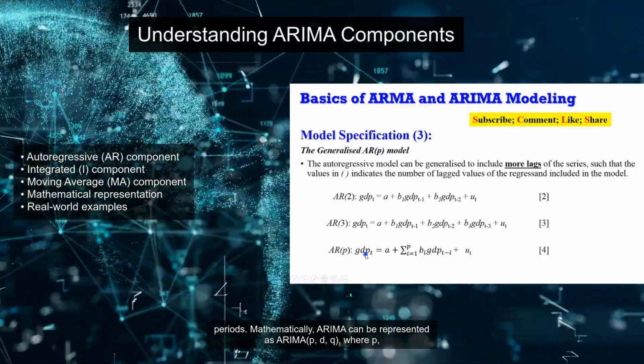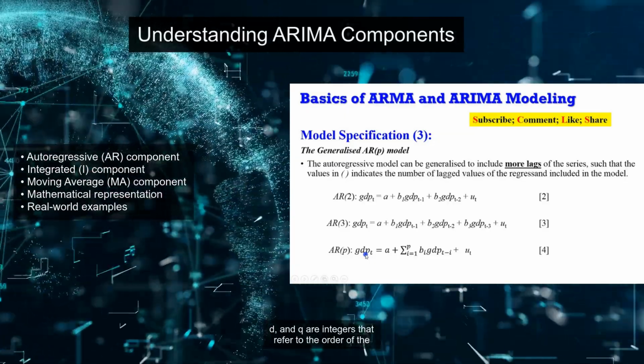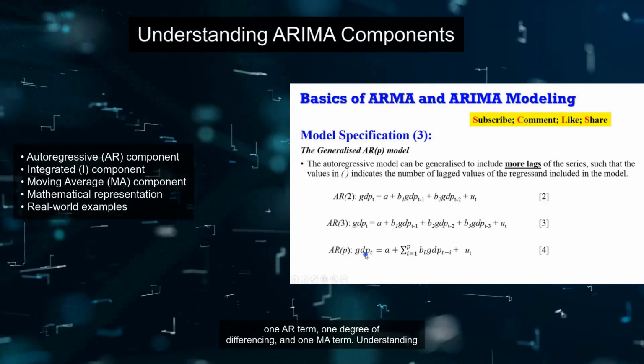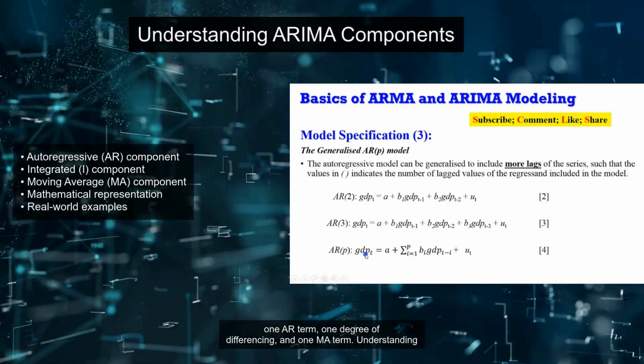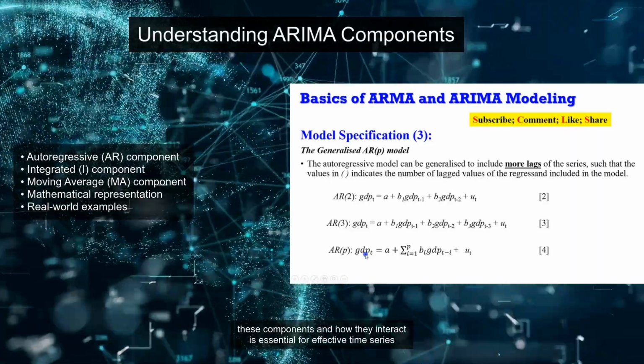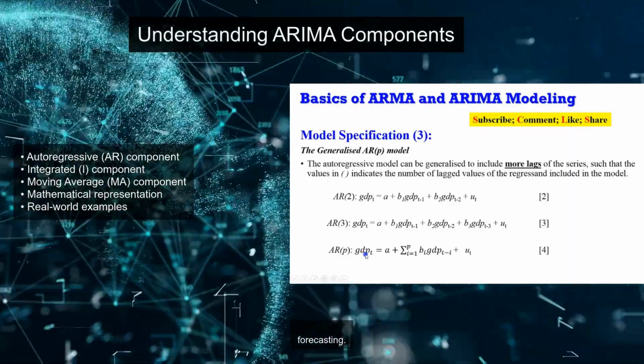Mathematically, ARIMA can be represented as ARIMA(p, d, q), where p, d, and q are integers that refer to the order of the AR, I, and MA components, respectively. For example, an ARIMA(1,1,1) would include one AR term, one degree of differencing, and one MA term. Understanding these components and how they interact is essential for effective time series forecasting.